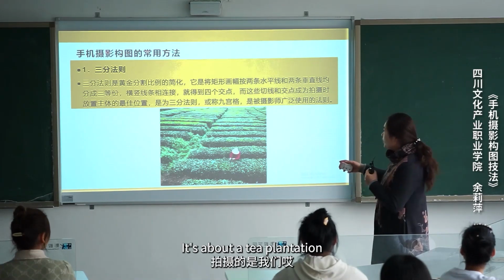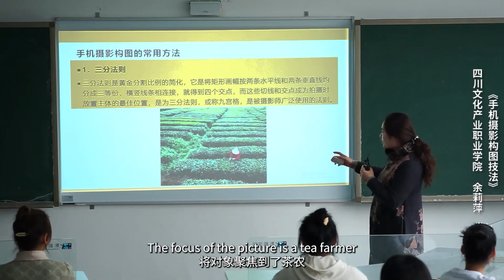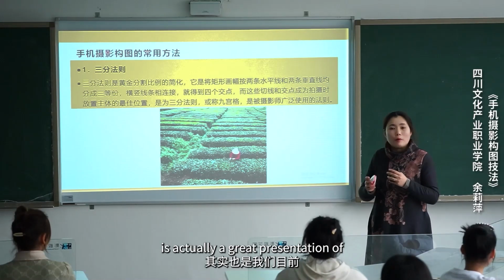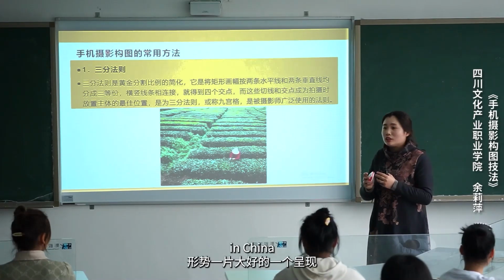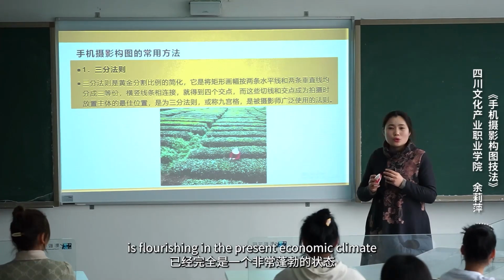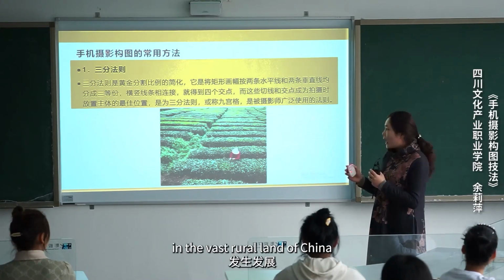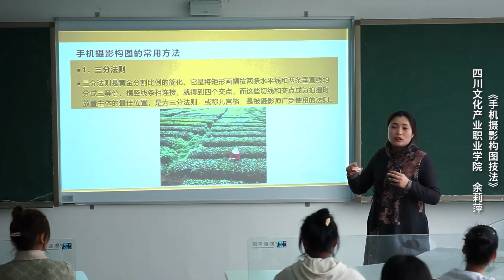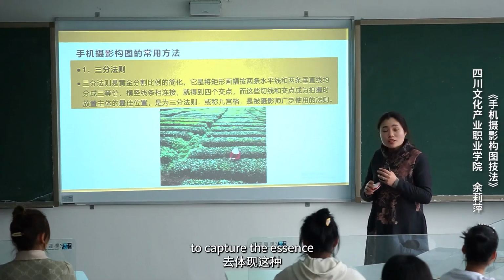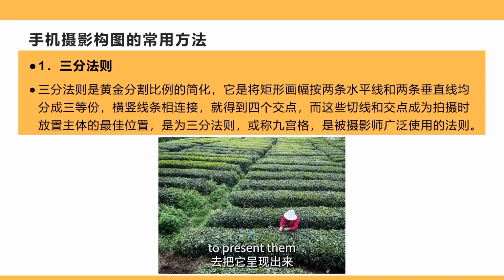It's about a tea plantation, a new economy formed in rural areas. The focus of the picture is a tea farmer and a large tea plantation. It's actually a great presentation of the current rural economy in China. China's rural economy is flourishing in the present economic climate. A large number of new economies appear and develop in the vast rural land of China. We focus our lens on the emerging economy and the new countryside to capture the essence of some positive themes. We can use the rule of thirds to present them.